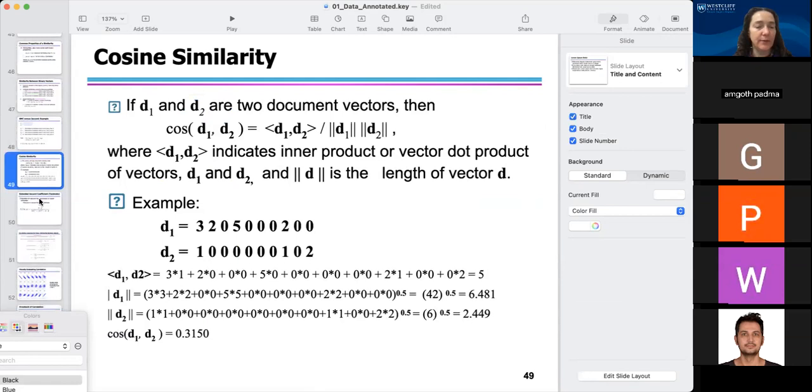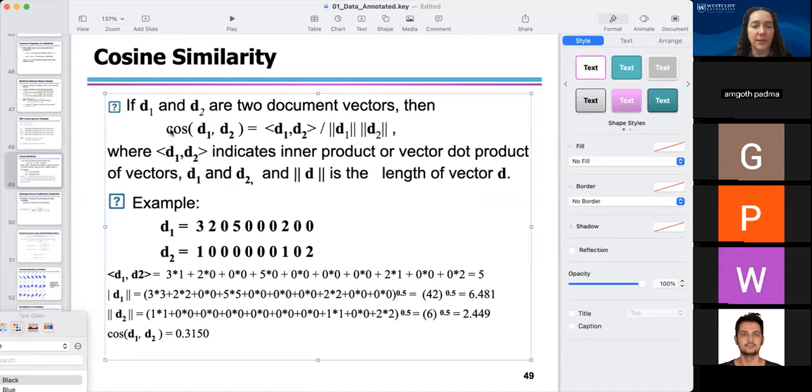And the last thing here, we have a cosine similarity. The cosine similarity is using cosine in the formula. And here's an example, two vectors of how to compute the cosine similarity between them. It will be 0.315 if we follow this formula here.